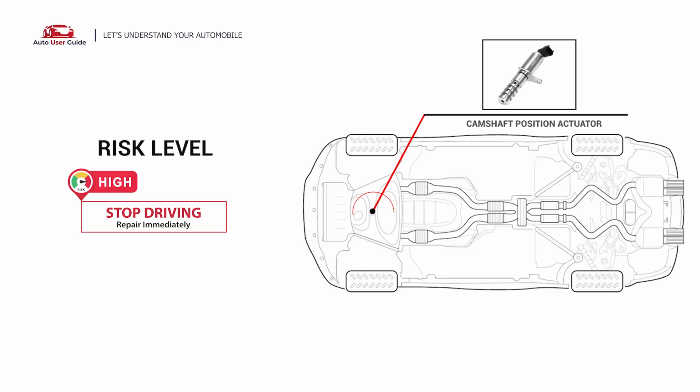This error code indicates your vehicle's engine control computer has detected an electrical fault or voltage spike in the circuit that controls the variable valve timing for the exhaust camshaft. Under this circumstance, stop driving and repair your vehicle immediately.